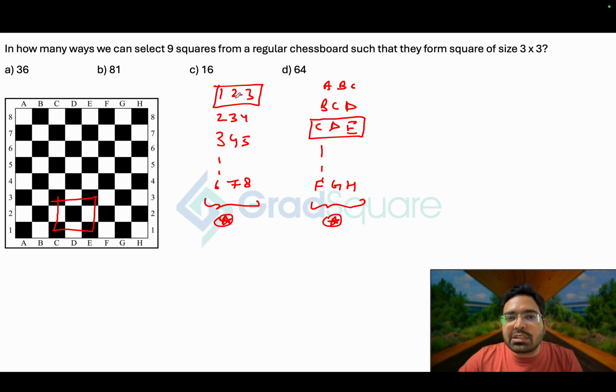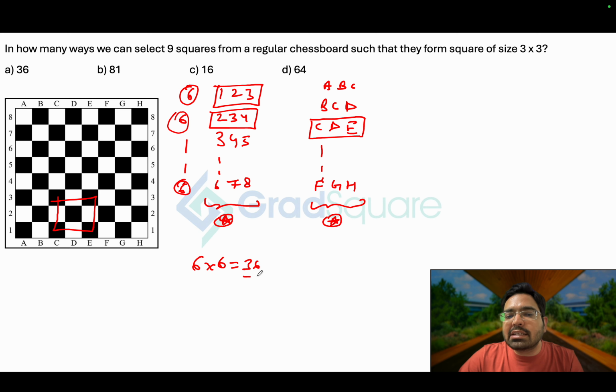So corresponding to this 1, 2, 3, you can make a square with ABC. 1, 2, 3, you can make a square with BCD. All the way, how many? 6. So you will have 6 squares corresponding to this. Similarly, you will have 6 squares corresponding to this. All the way, you will get 6 squares for each of these options. So 6 added 6 times will give you what? 36 such possibilities. Option A, 36 will be the correct answer for this question.